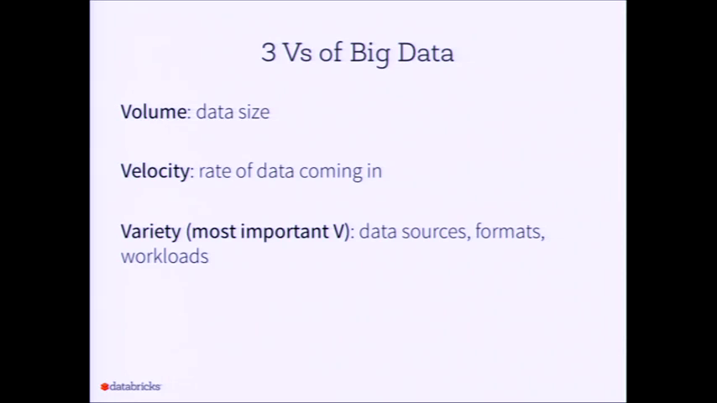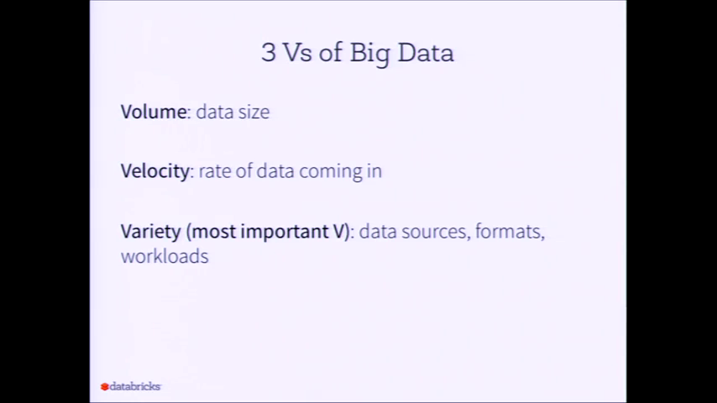And the second part is velocity, which is how fast your data is coming in. For example, if your data is static and never changes, maybe it doesn't really matter. It's not going to be very challenging to analyze because you do it once and forget about it. But if the velocity of data coming in is very high, it's much more challenging to react and analyze this data.